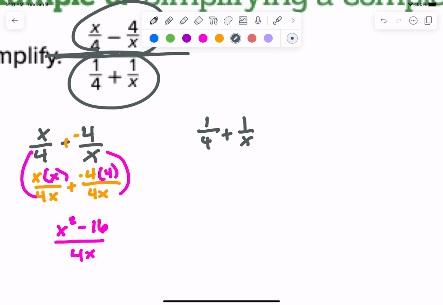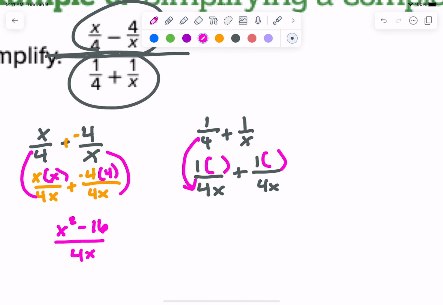Okay. All right, this guy. This is my bottom guy. What's his denominator going to be? 4x and 4x. And his top is 1 and 1. And now we have to multiply by what he needs. So this first one needs an x. This second one needs a 4. So he total is x plus 4 over 4x.